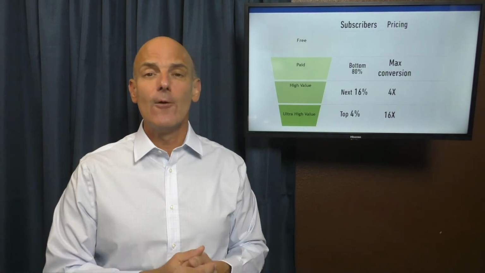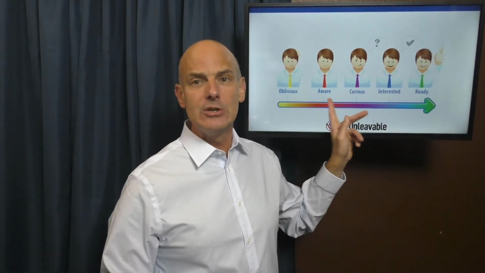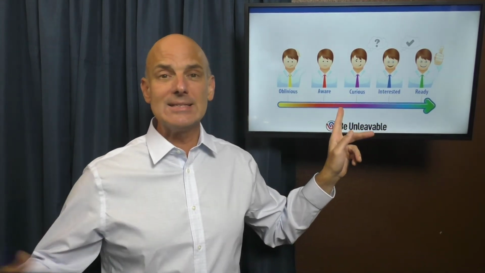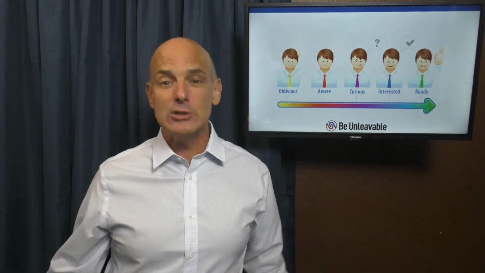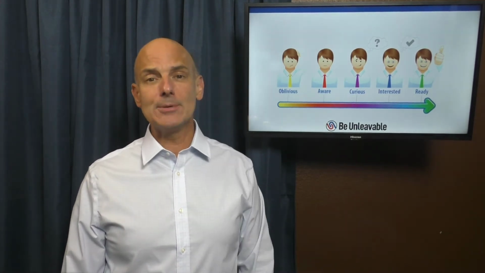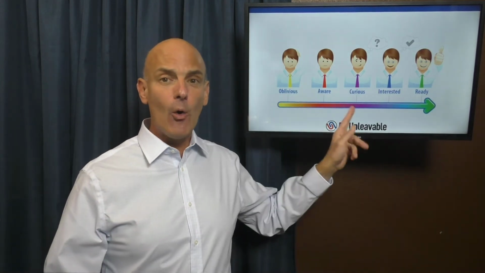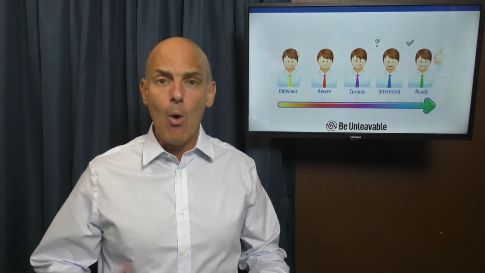And that, yes, for somebody who is unaware of your products, I'll go back to this slide here, for somebody who is oblivious or aware or curious, having something that is priced at 16x your front end subscription is going to be too expensive. They're not going to be interested and they're not going to buy. But having that other front end product that's optimized for conversion is for them. This more expensive product is for your more interested, more engaged, excited customers.